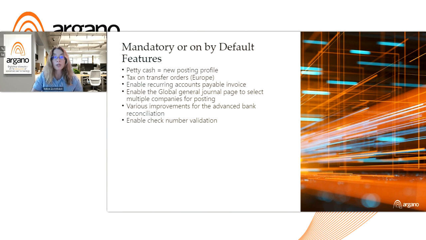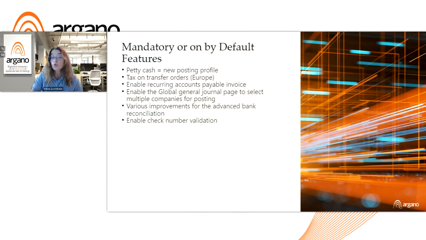A couple of things I would like to mention about finance features that are mandatory or on by default. Some of those things always catch us by surprise. It's like, hey, now you have this. So, PT Cash: there is a new posting profile for that. What does that mean? I think PT Cash was introduced in version 38 or 39. I believe it was 39, and it was a feature that was optional. You can have it or you cannot have it. It's basically a separate subledger, and that's why I'm bringing this up as a new posting profile.